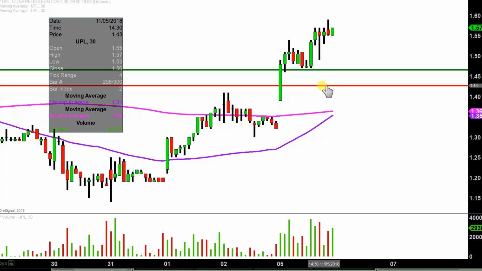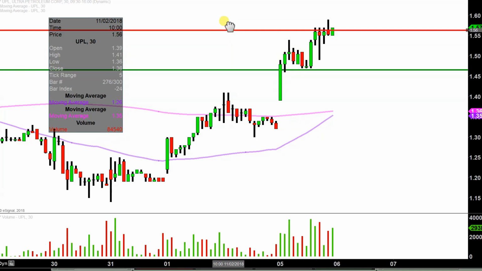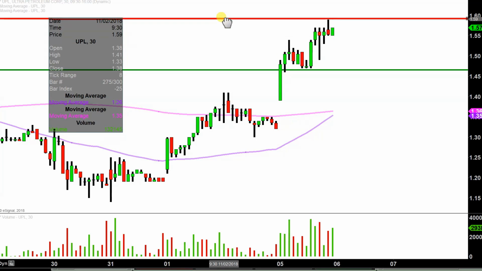As far as where the sellers are at, resistance-wise, nothing fancy behind it. The party stopped today up there at $1.59, so $1.59, public enemy number one going forward.